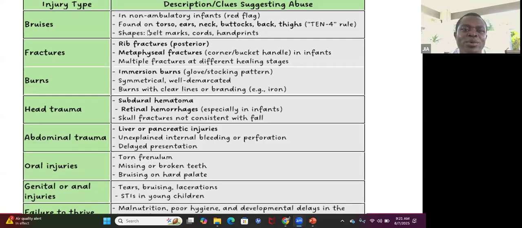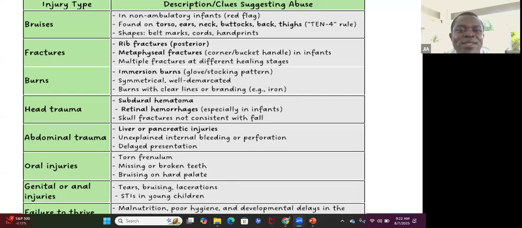Then bruises in the form of shapes like belt marks, cords, hand prints, and the rest, you should also suspect. Then fractures. We've talked about fractures already, but let us point out more of those things that when we see them in questions, we can just suspect. We have rib fractures, especially posterior. It is not easy for a child to fall on the back and break a posterior rib. It doesn't happen unless someone intentionally inflicted it or caused it.